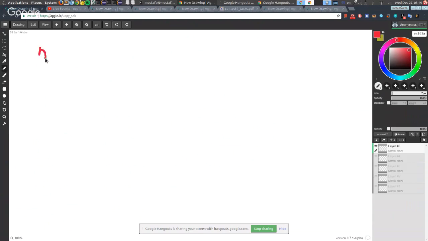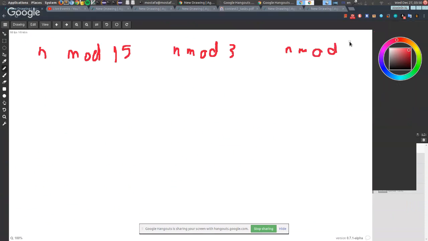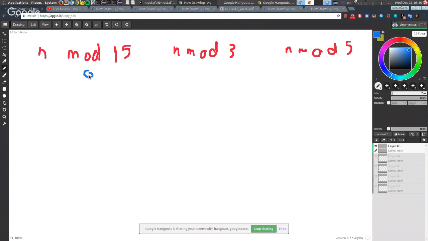Let's say we have n mod 15. We also examine the values n mod 3 and n mod 5. So here we can find the table. We go through all the numbers.